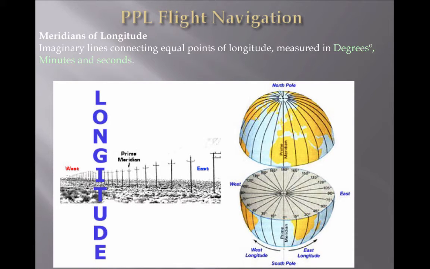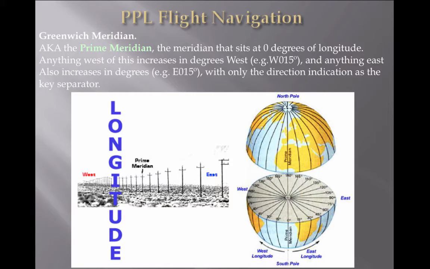Meridians of longitude are defined as the imaginary lines connecting equal points of longitude measured in degrees, minutes and seconds. The Greenwich Meridian, which is also known as the prime meridian, is defined as the meridian that sits at 0 degrees of longitude. Anything west of this increases in degrees west, e.g. west 015 degrees, and anything east also increases in degrees, but will be defined as east 015 degrees, with only the direction indication as the key separator.